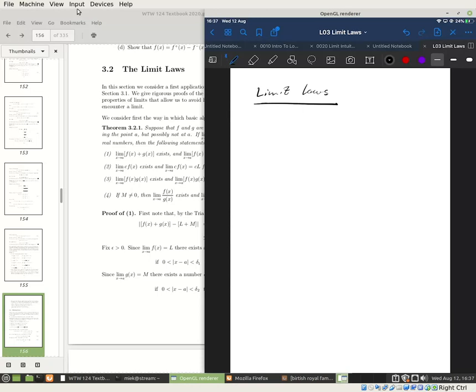So now we will move on to a new section called the limit laws. There are a couple of general theorems that we can use to work with limits, and these are called the limit laws. So let me write down the limit laws.